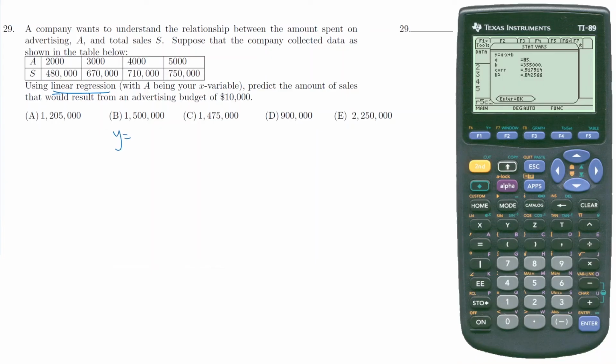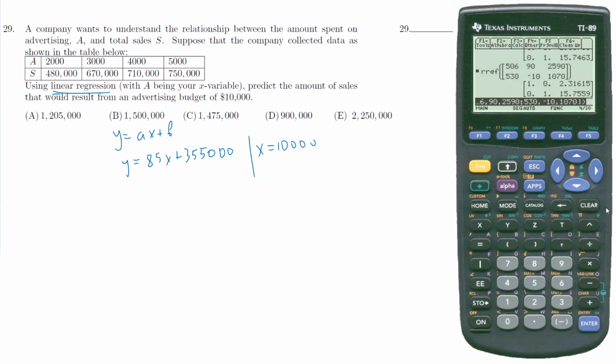Boom, boom. All right, so I need to now write it out. So y is equal to ax plus b, and a is equal to 85, b is equal to that thing. So y is equal to 85x plus 355,000. And then I'm plugging x equal 10. So that's all I have to type in the calculator. Very simple stuff. All right, so we got 85x plus 355,000. X equals 10,000. Boom. Great. I can't see the answer. Okay, now it is A.